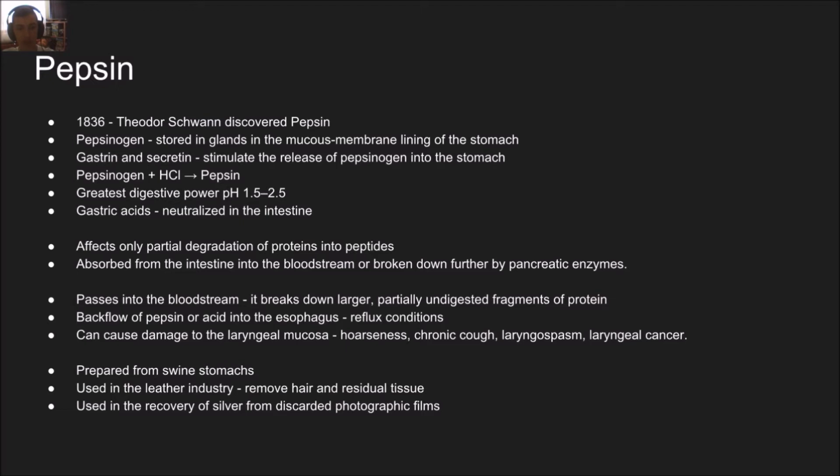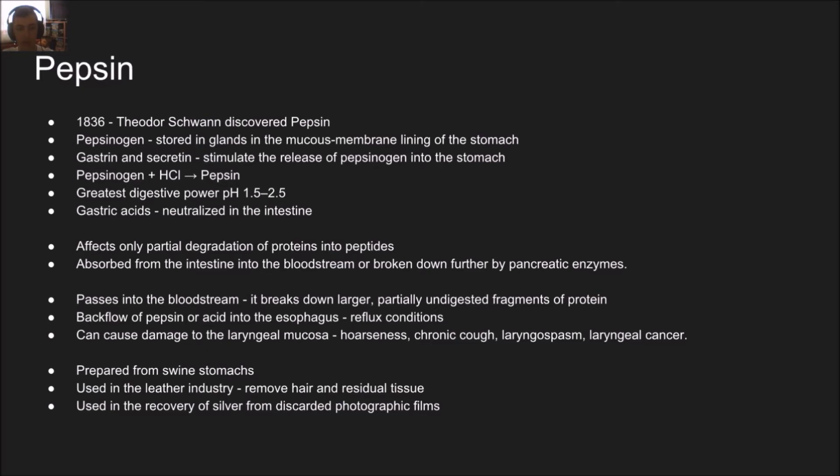Pepsin passes into the bloodstream and then breaks down larger, partially undigested fragments of proteins. Now here are some problems that can be caused. First of all, backflow of pepsin or any other acid into the esophagus can cause reflux conditions. Also, they can cause damage to the laryngeal mucosa, causing hoarseness, chronic cough, and other diseases.